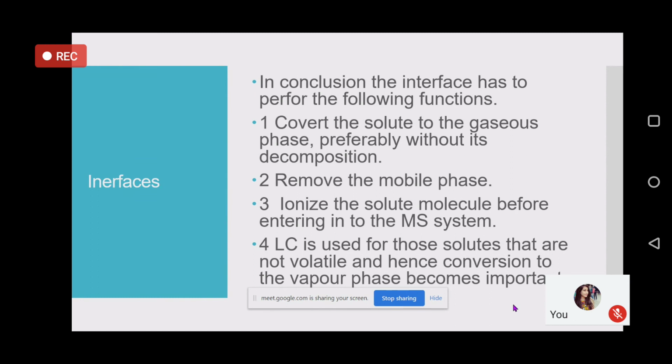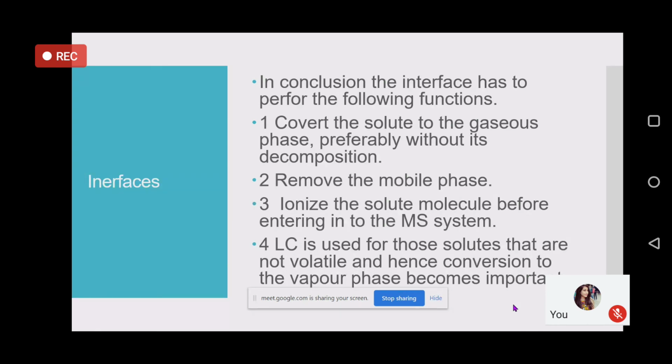So what are the different types of interfaces that you are using? Then another very important point is about the type or nature of the molecule that you are talking about. Under what condition is an LC-MS system being used? That is the first point I wanted to understand. I will take up that and then we can stop, and go to thermospray in the next class.